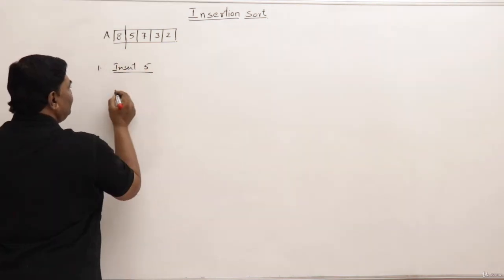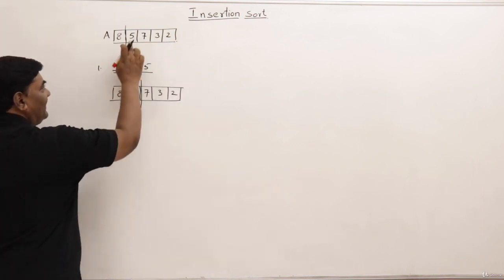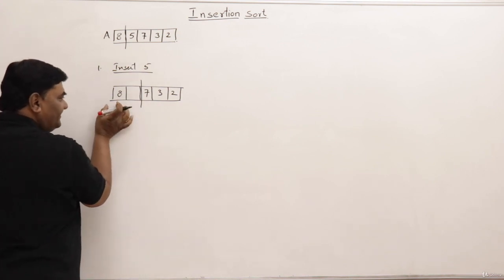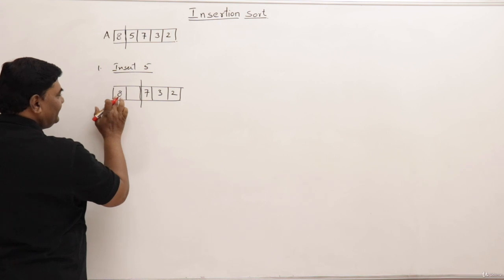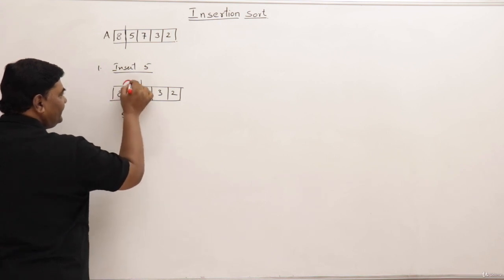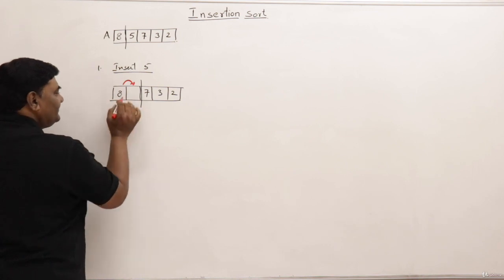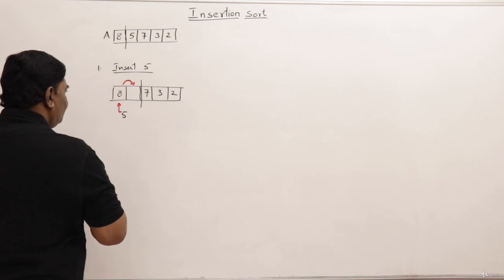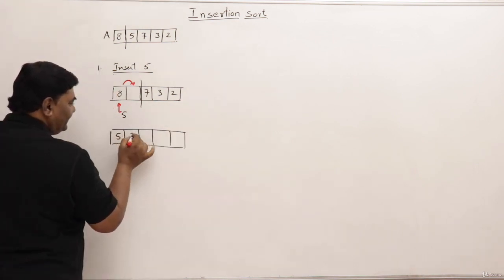For inserting 5, see, first element 8 is as it is, and the remaining elements as they are. Now the list will be extending to 2 elements. Now for inserting 5, check with this element. 8 is greater than 5, so shift it. Now check. There is nothing to check, so we have reached the first place. So insert 5 at this place. After inserting 5, the result is 5, then 8.